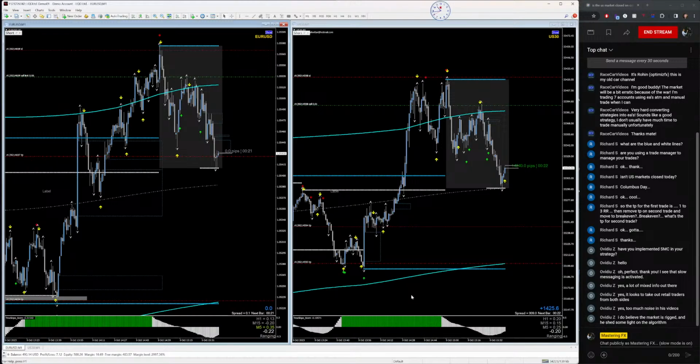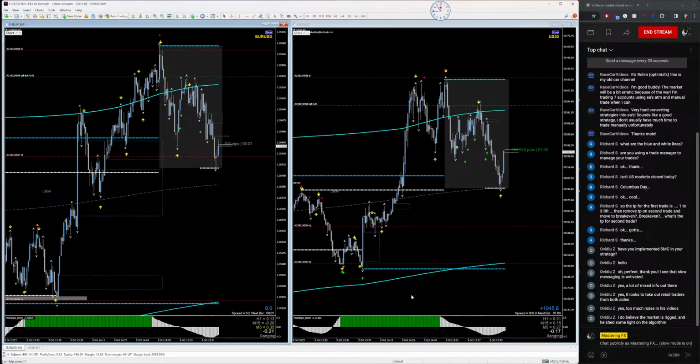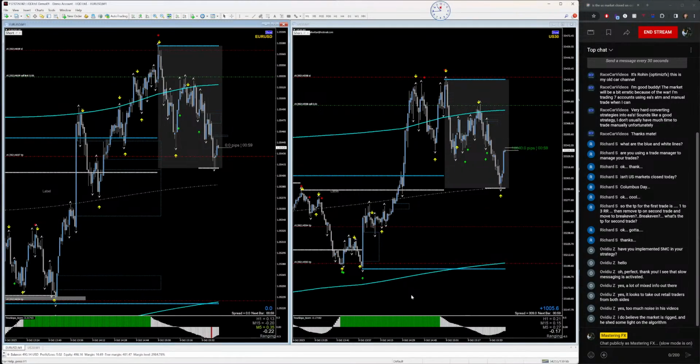And I do believe in the theory of how big institutions trade, that they create liquidity, then take the liquidity, because that's the only way for them to get into trades with the amount that they put behind their trades without shifting the market. So I do believe in that theory. However, is it an algorithm?